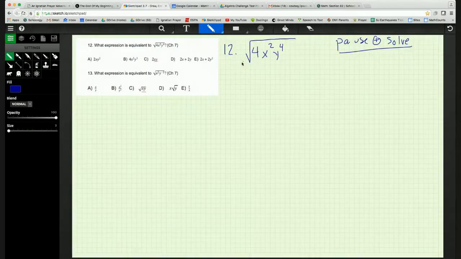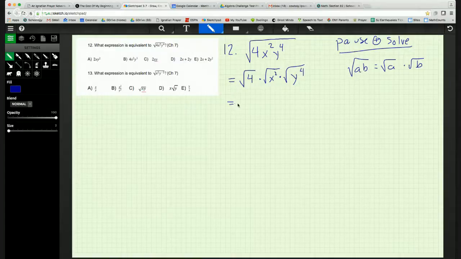Now, one of the best things you can do with radicals is you can just break them up. The rule says the square root of a times b is the square root of a times the square root of b. So I can just break up a radical with multiplications, and it makes things way easier. So I'm going to change this into the square root of 4 times the square root of x squared times the square root of y to the 4th, which is easy because I know the square root of 4, that's 2.